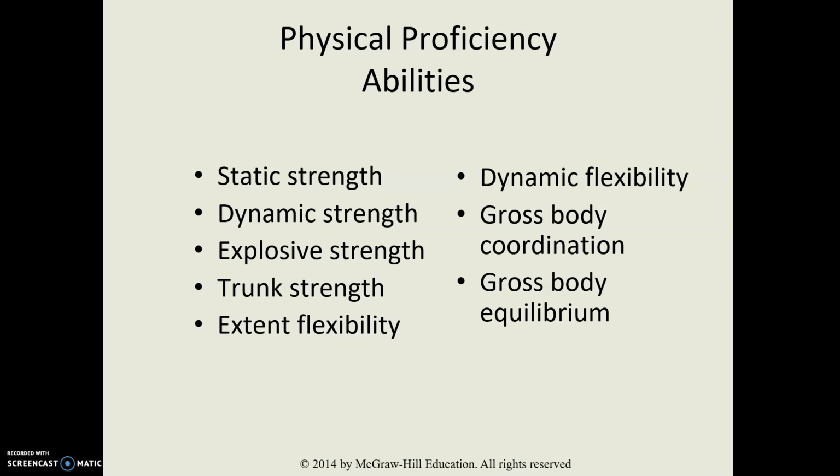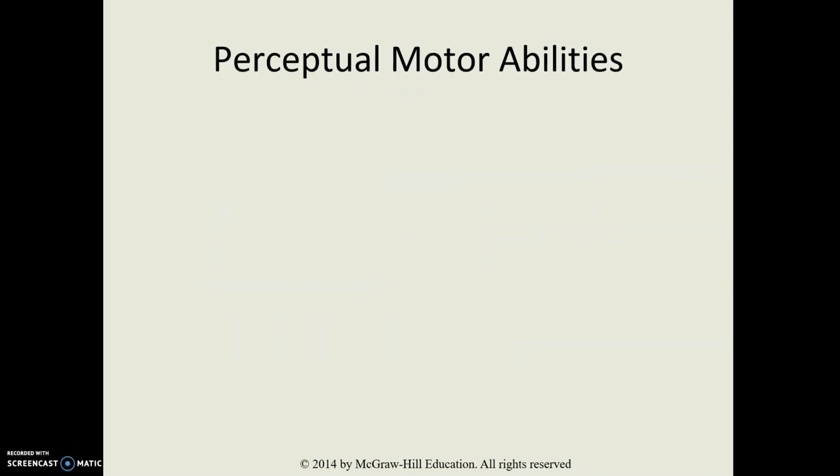Having these specific abilities underlying will help you be successful in some types of motor skills. Last one, stamina. I think stamina, we might call it now cardiovascular endurance. But again, these are all necessary in order to be able to perform various motor skills. Those are the physical proficiency abilities. Then his other category is called perceptual motor abilities.